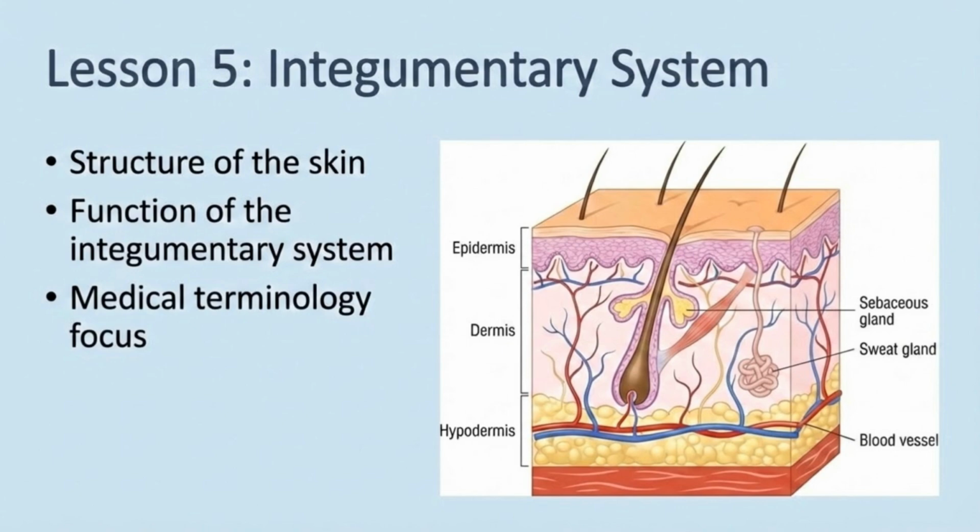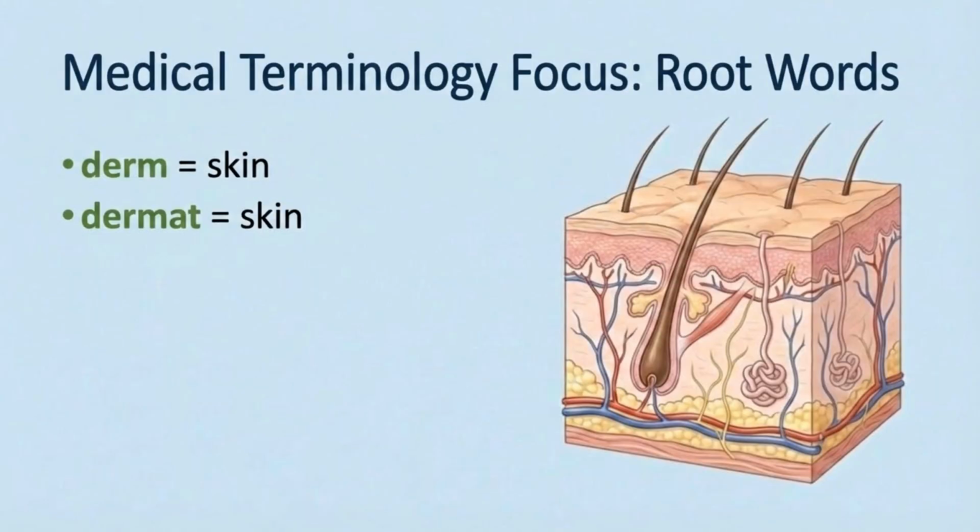In this video, I'm using an AI-generated voice to guide you through the material. All content has been carefully reviewed and edited for accuracy, and the goal is to make learning medical terminology and anatomy clear, consistent, and easy to follow. As we move through the lesson, we'll focus on the structure, function, and terminology related to the skin and its accessory structures. The word roots derm and dermat both mean skin.